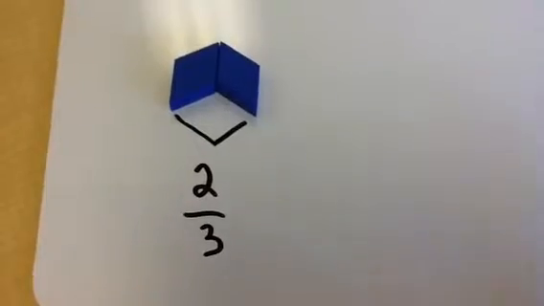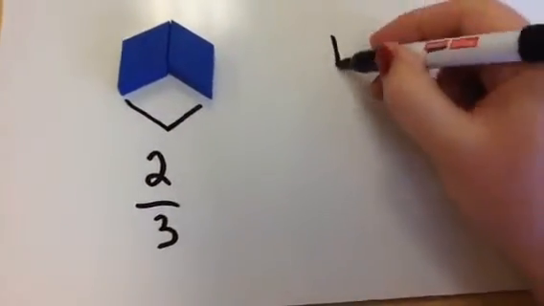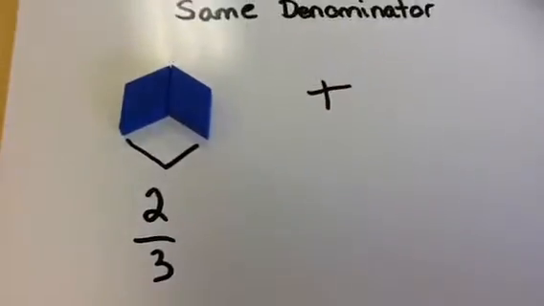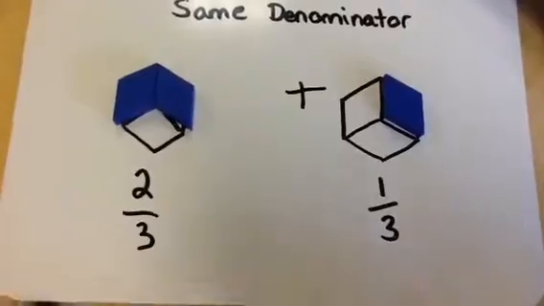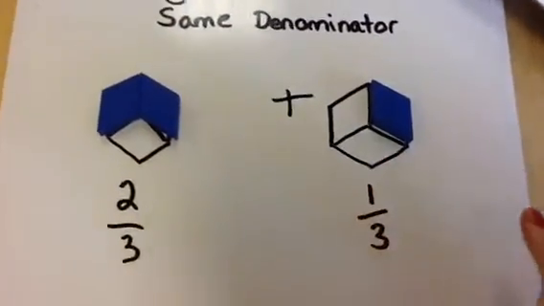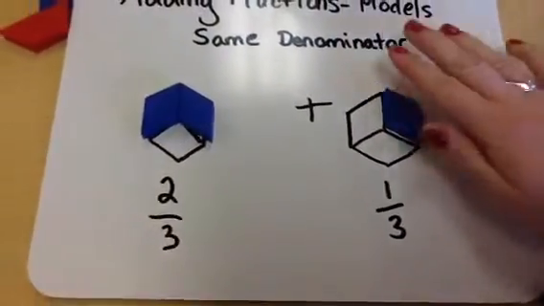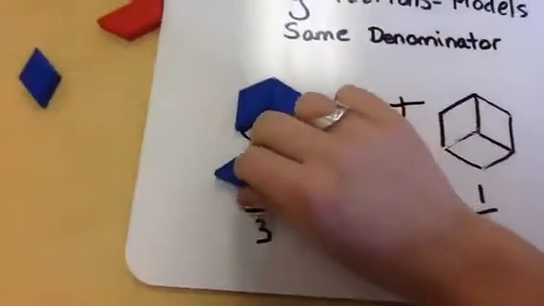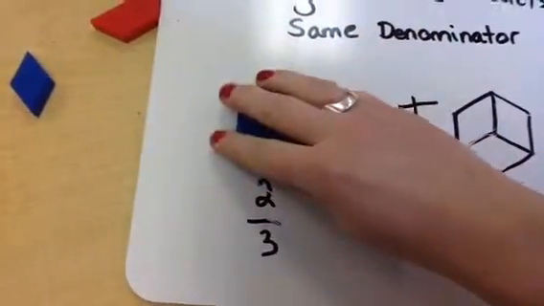First fraction I want to show you is 2/3. You're going to add that to the fraction 1/3. So as you can see, we have 2/3, and then over here we have 1/3. When we add these together, you're simply going to take your pieces and place them together.